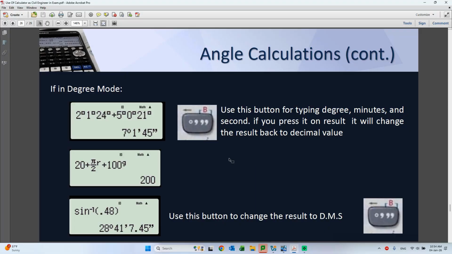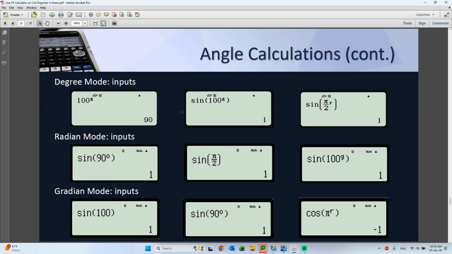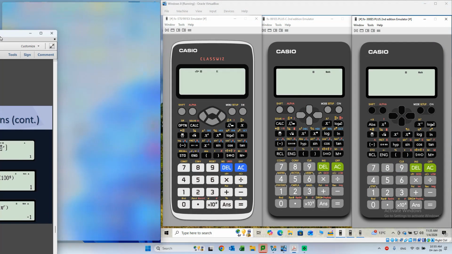There is also something we use to put the degree. In degree mode, you can use this one to put the degrees, the minutes, and the seconds. Basically we have it here. Now let me show some of these calculations so you see how it works.